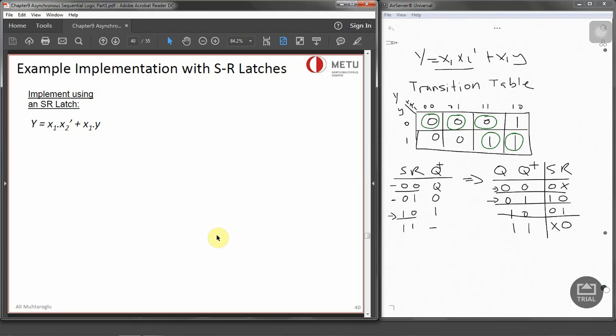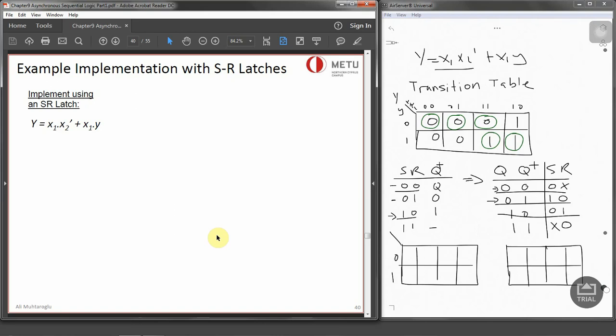Now what we need to do from the transition table, we have to derive S and R input equations for the latch. Now we need two Karnaugh maps, one for R, one for S. So Y is 0, 1, and X1, X2 is 0, 0, 0, 1, 1, 1, 1, 0, for both maps. This is for R and this is for S. Now, how we are going to derive this table is the important point. As the transition table shows us the present state and the next state, we can easily derive S and R values from the excitation table.